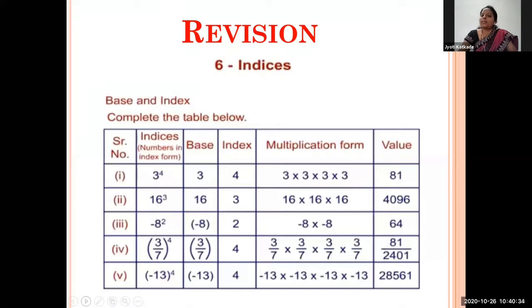Now see the fifth example, minus 13 in brackets raised to 4. The base is minus 13 and the index is 4. So the multiplication form is minus 13 into minus 13 into minus 13 into minus 13. The value we get is 28,561.